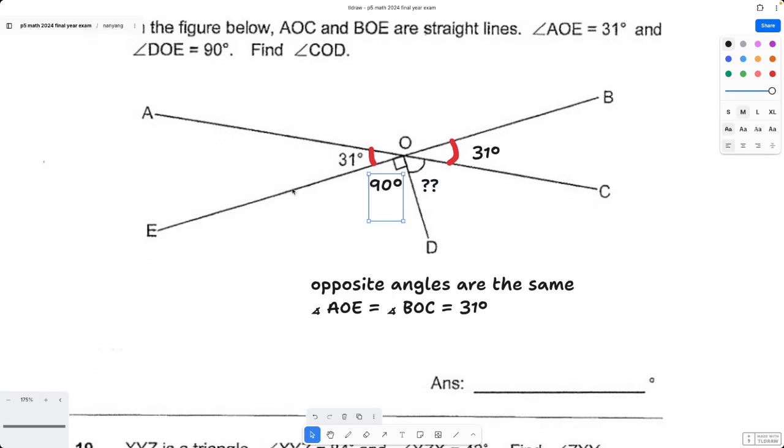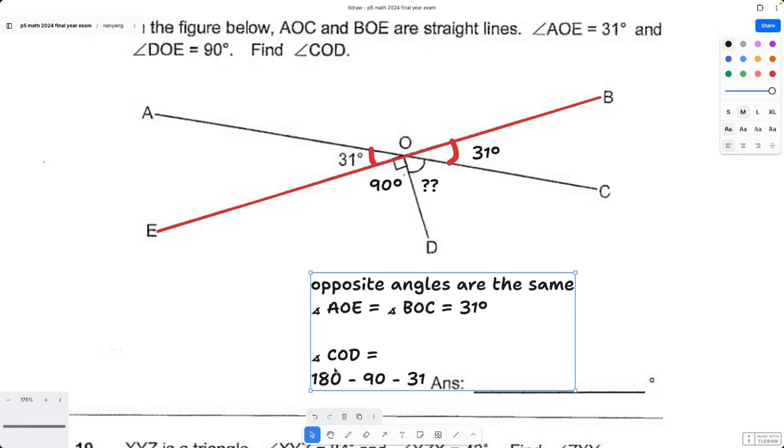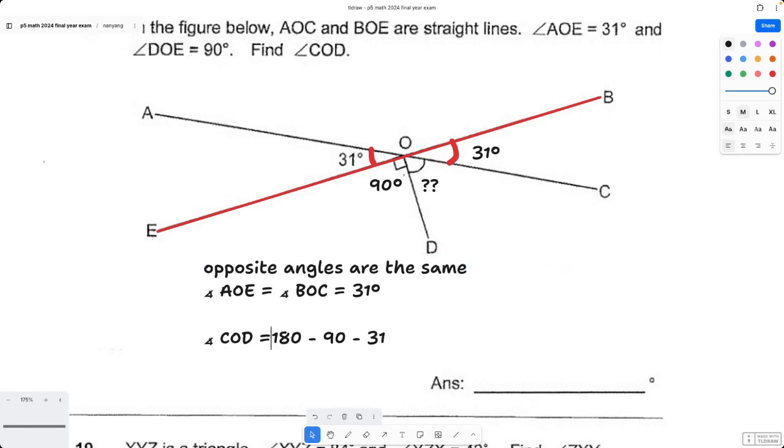So from here, let me draw a straight line as well. Okay, doesn't really matter, but sure. Then 180 minus 90 minus 31, which is the angle COD. Okay, in this case over here, I'm just going to put like this, right? So 90 minus 31 is not 38, it is 59 degrees. And there you go. So the answer to this is 59.